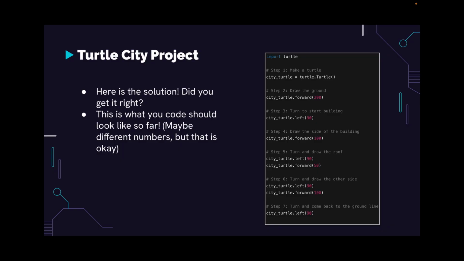So here is an example of what your code could look like right now. After we draw the ground, we would want to turn and start drawing the building. Of course, we'd need to turn before we start drawing. So we turn left 90 degrees, then we go forward 100, turn left 90 again, forward 50, turn left 90 again, forward 100, and finally turn left for the 4th time to finish our building.